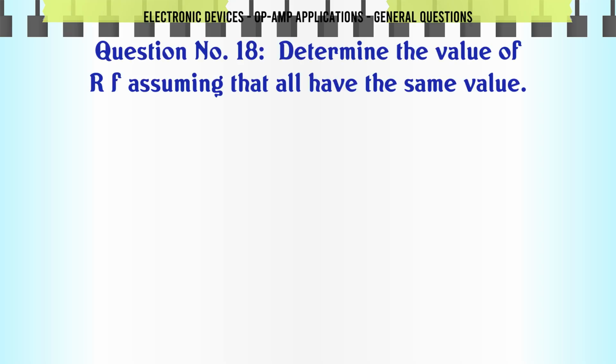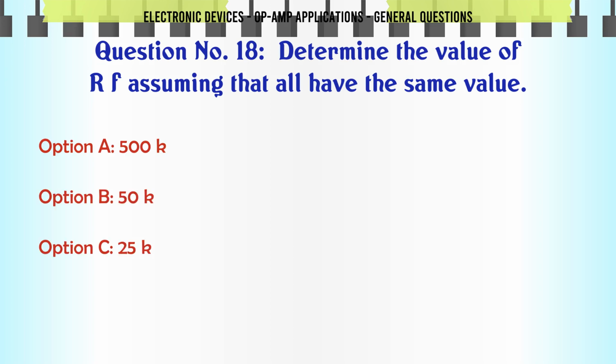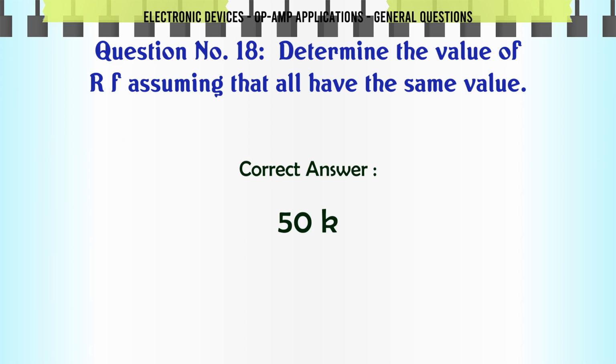Determine the value of RF assuming that all have the same value. A: 500K, B: 50K, C: 25K, D: 5K. The correct answer is 50K.